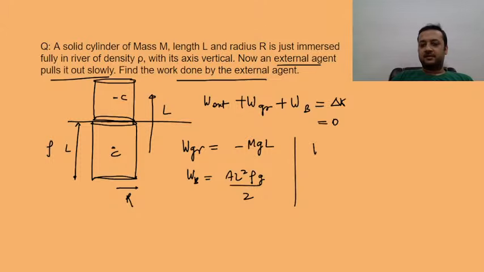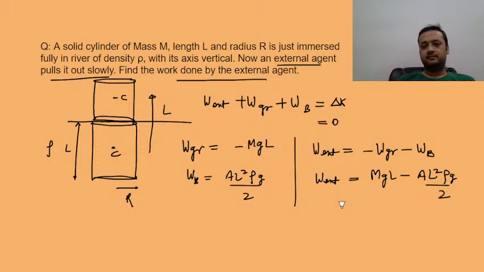So from here you can find the work done by the external agent, which is equal to minus work done by gravity and minus work done by buoyant force. So from here you can see the answer will be mgL minus A L square rho g by 2. So this will be the work done by the external agent. The question was effectively trying to find the work done by the external agent, which we have been able to find very, very elegantly. I hope you would have appreciated. I hope you would have understood this method.